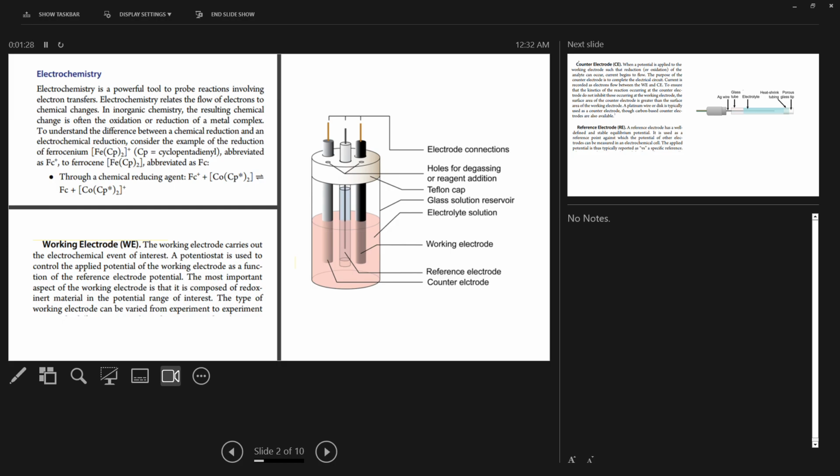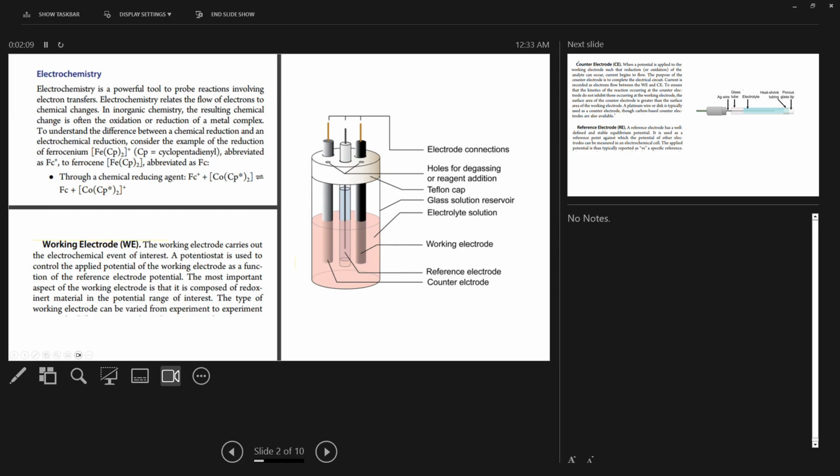So for example, in this case, we will study a little bit about ferrocenium. The cyclopentadienyl is represented by Cp. So ferrocenium, Fc+, is actually an oxidized form which is reduced to ferrocene, shown by Fc. So in this example, where Fc+ is given, it means ferrocenium, while where Fc is given, it means ferrocene.